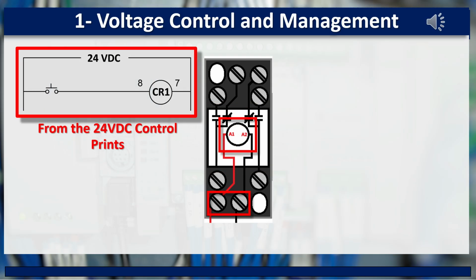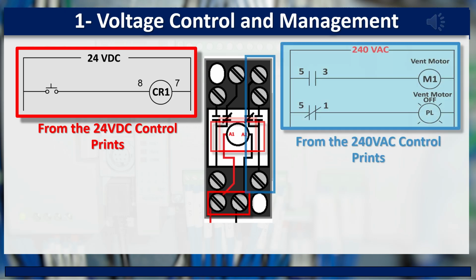Let's go over them. First of all, we connect the relay's coil to 24 VDC. It should be recorded on the 24 VDC control print. The 8 and 7 indicate the relay screws the relay coil is connected to. We can now use one set of dry contacts as a switch for the small 240 VAC motorized vent. The 240 VAC supply is connected to the relay's common terminal, terminal 5. The vent motor is connected to the normally open contact at terminal 3, while the 240V yellow pilot light is connected to the normally closed contact at terminal 1.